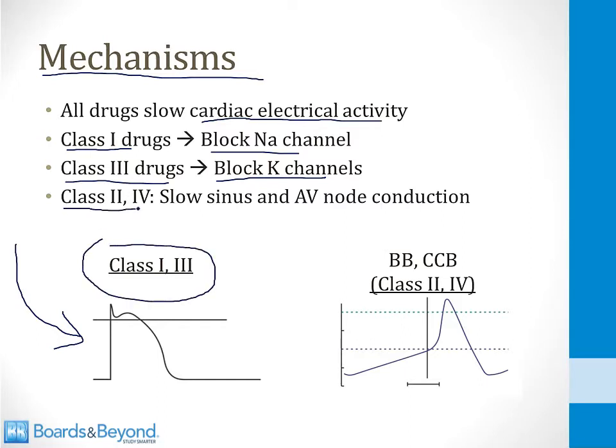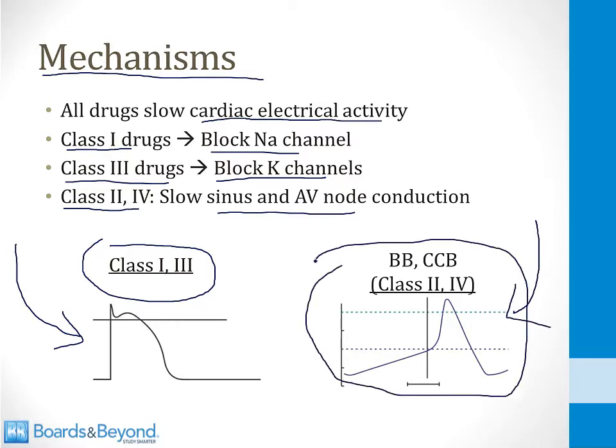The class 2 and 4 drugs, which are beta blockers and calcium channel blockers, exert their effects in the sinus and AV node. This is a depiction of what the sinus and AV node action potential looks like, and this is the action potential that's going to be modified by the class 2 and class 4 drugs.